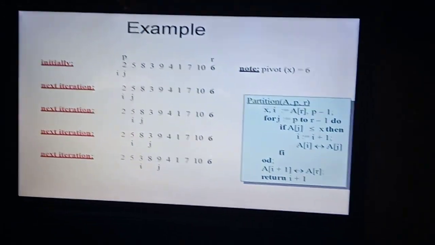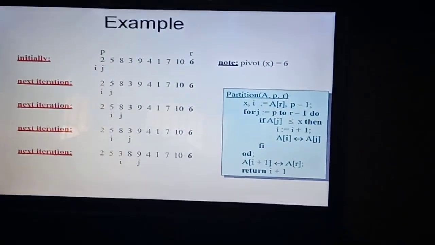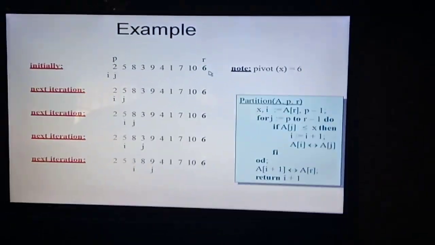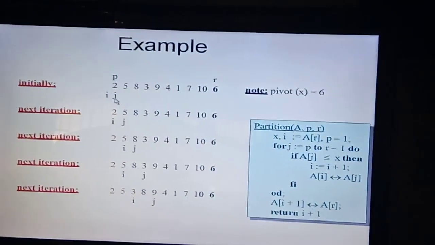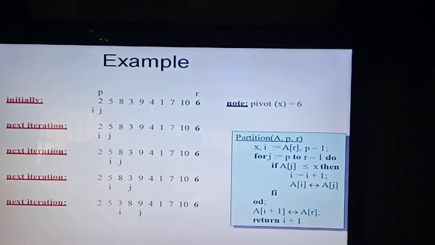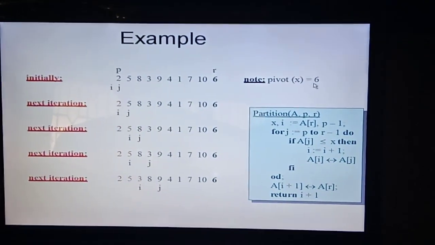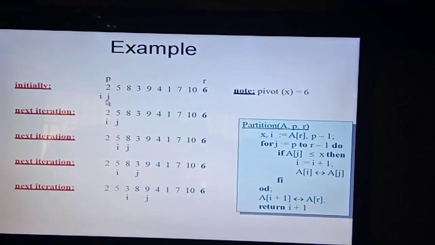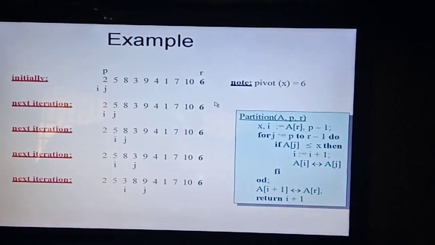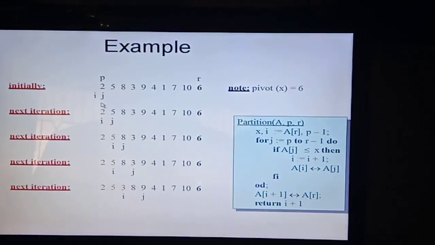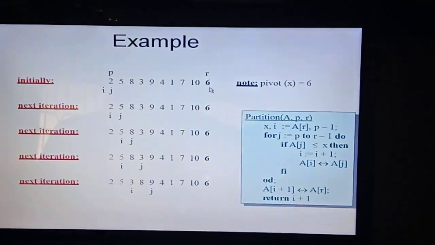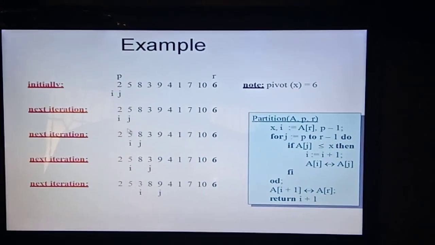An example for quicksort. Initially, you can check here how we can solve. R is 6. I and J are at P, that is 2. Pivot element X equal to 6. After the first iteration, we have to compare J, which is 2, with 6. It is less than 6, so no need to swap.